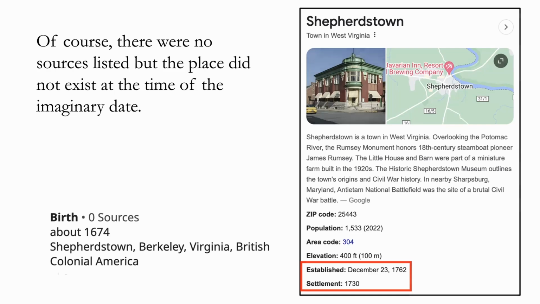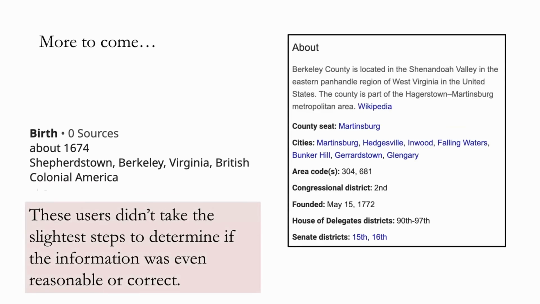Well, what about Berkeley County? So let's try to look at Berkeley County. Berkeley County was founded on May 15th, 1772. Now it's another 100 years later. So neither Shepherdstown nor Berkeley County existed in the 1600s. In fact, they didn't exist in the early 1700s. So where were these people born? And when were they born? And how far back can you carry this?